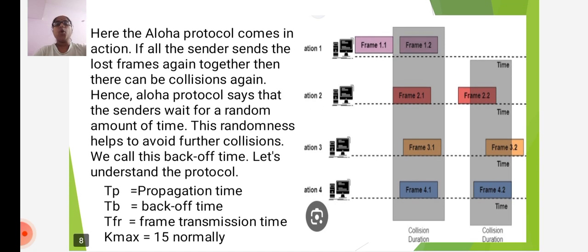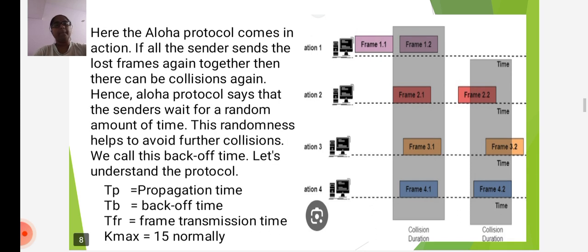Here, the ALOHA protocol comes into action. If all the senders send the lost frames again together, then there can be a collision again. Hence, the ALOHA protocol says that the senders wait for a random amount of time. This randomness helps to avoid further collisions. We can call this back-off time. Let's understand the protocol where TP is the propagation time, TB is the back-off time, TFR is the frame transmission time, and K maximum is equal to 15 normally.